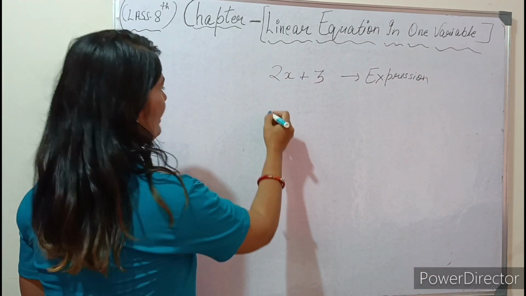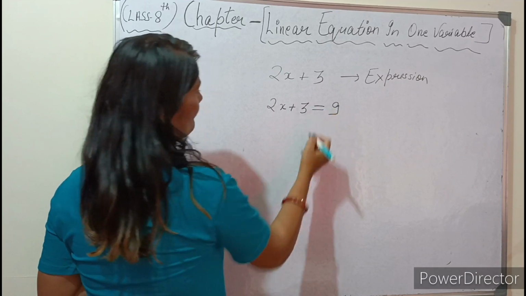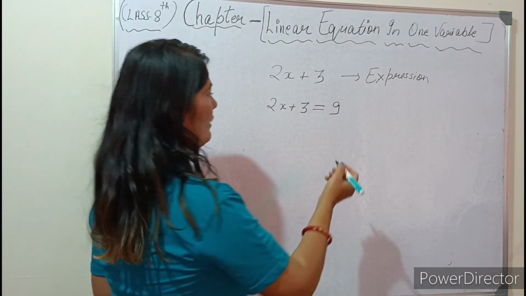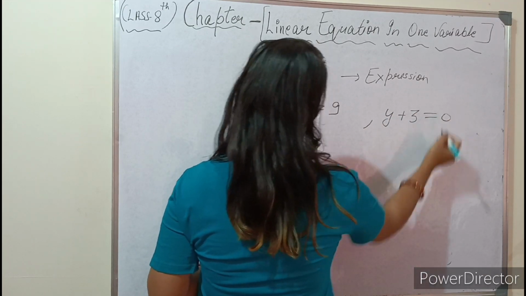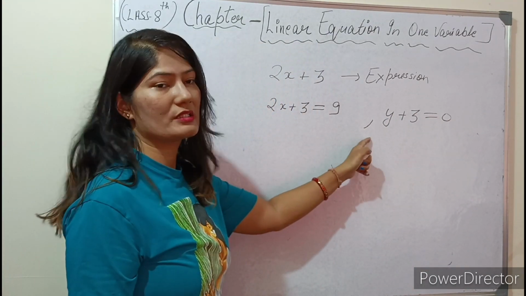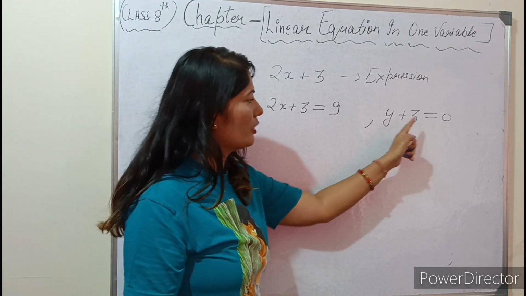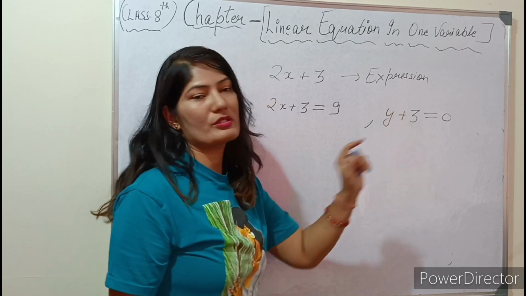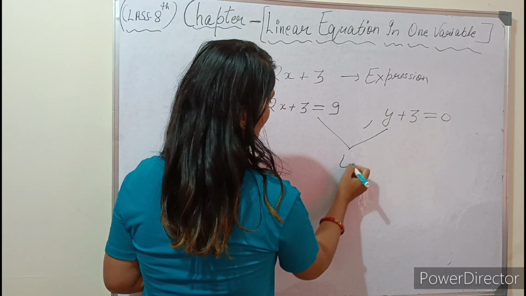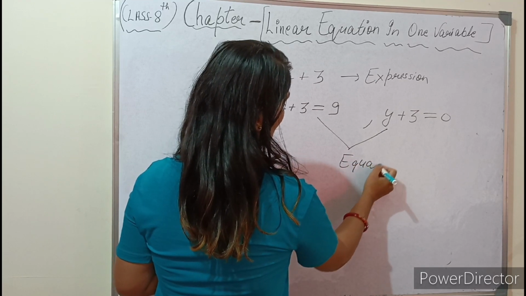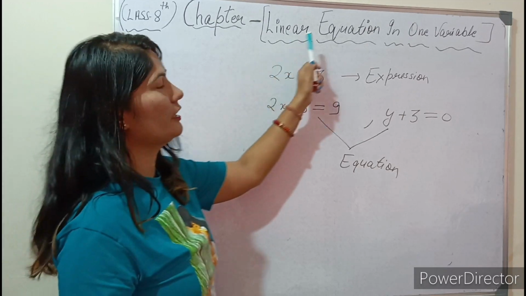But now if I write 2x plus 3 is equals to 9, or if I take one more example, suppose y plus 3 is equals to 0. So here now you will see in both the terms this is equals to 9 and here equals to 0. It can be equals to any number, right? So now this has become an equation. And your chapter is linear equation.